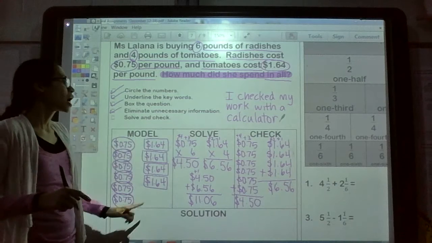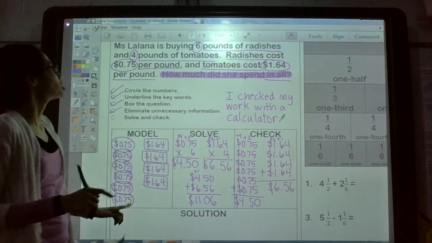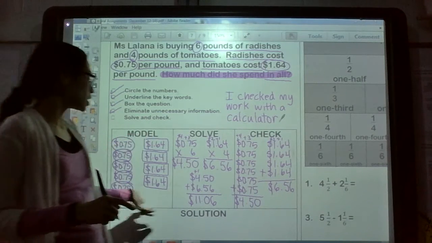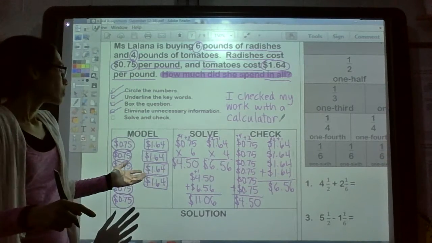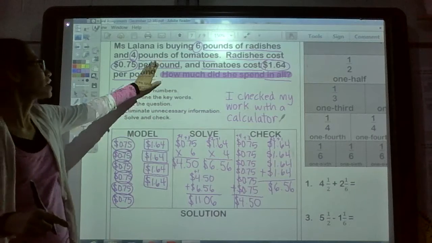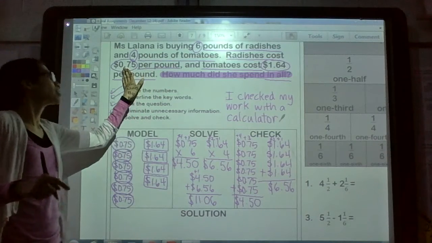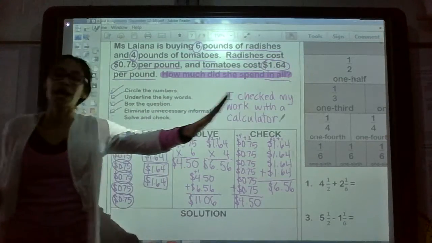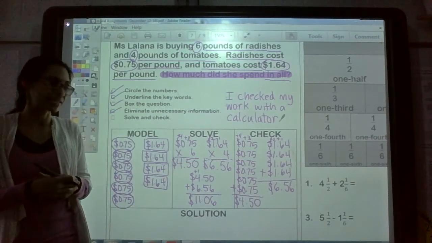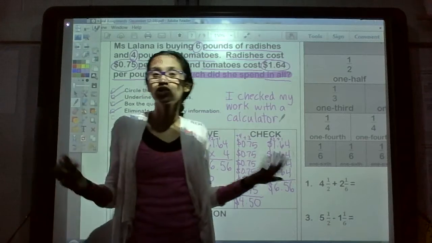Write, Miss Alana bought 6 pounds of radishes and 4 pounds of tomatoes and spent $11.06. Or you could say, when Miss Alana bought 6 pounds of radishes that cost 75 cents per pound and 4 pounds of tomatoes that cost $1.64 per pound, she spent $11.06. So make sure you write that solution down.